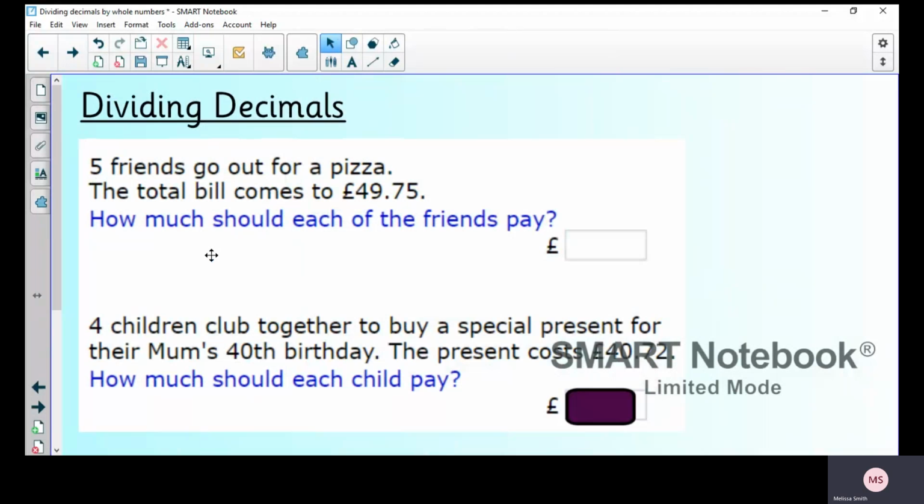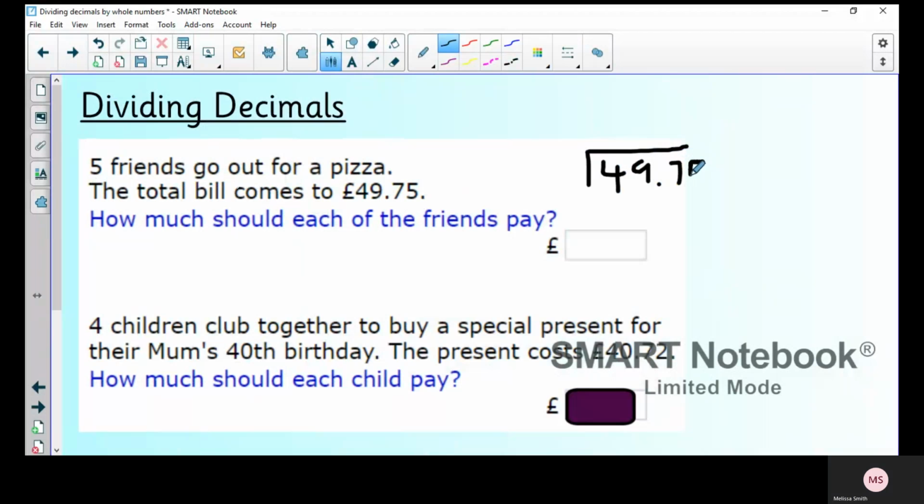So I'm looking at my question and I'm thinking, okay, what is my operation that I have got to do here? So if the total bill came to this much and I am sharing it between 5 friends, what's my operation when we share? It's division. So I know that I need to do 49.75 divided by 5. Now, either method is appropriate. I'm going to use the short division method again. So you can be having a go as well. You'll probably manage to get a bit faster than me. £49.75 divided by 5.